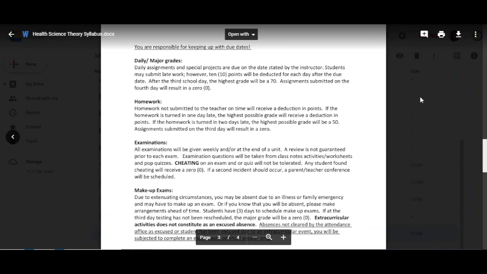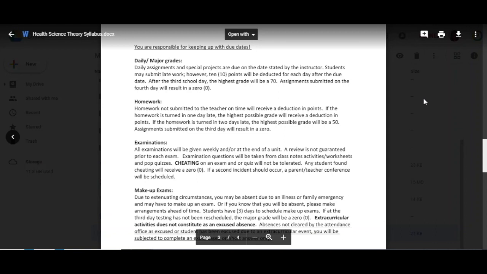You are responsible for keeping up with due dates. You have a very smart phone, so I first suggest that you download the Google app to keep up with your assignments, and also use reminders on that very smartphone, because most of you cannot live without them as you could not live without oxygen. So make sure, again, you keep up with your dates, because we don't have to remind you.